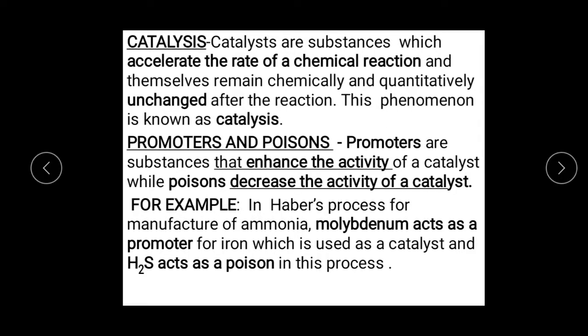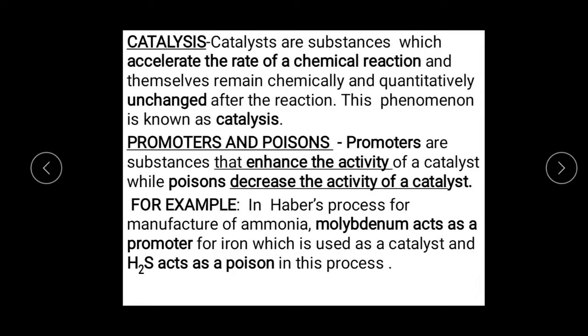Here we have catalysis. Now you all know what catalysts are. Catalysts are substances that accelerate the rate of a reaction. Accelerate means increasing the rate of reaction, and they themselves chemically and quantitatively remain unchanged after the reaction. It means the catalyst remains unchanged after the reaction, but it helps in increasing the rate of chemical reaction.